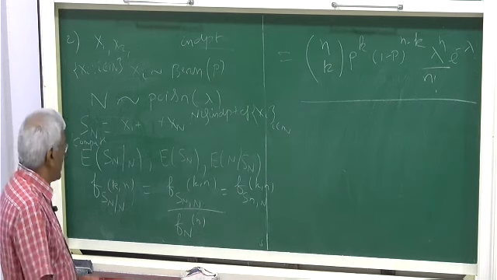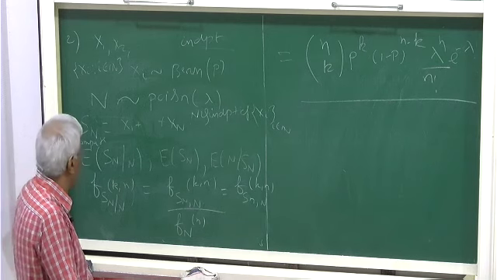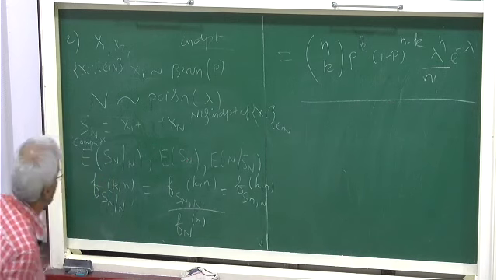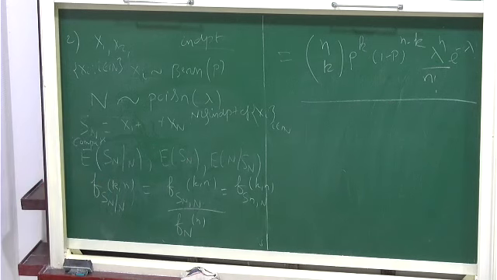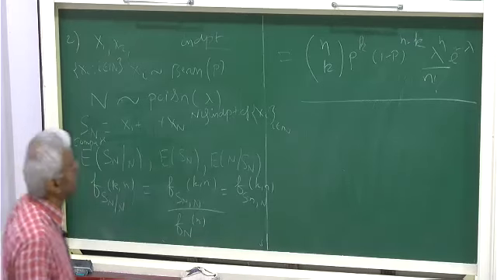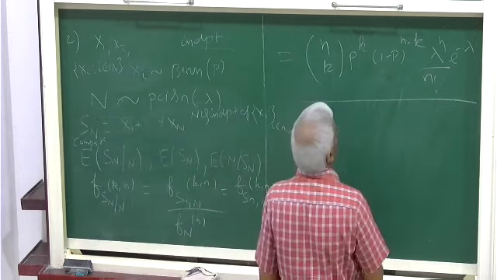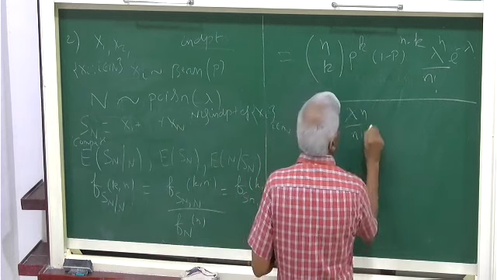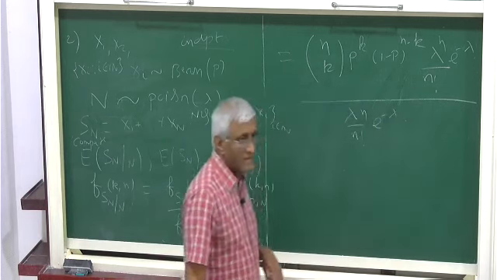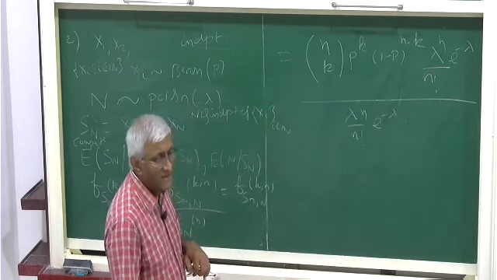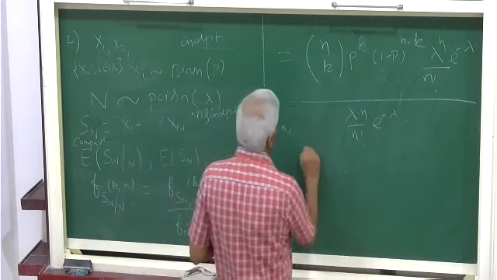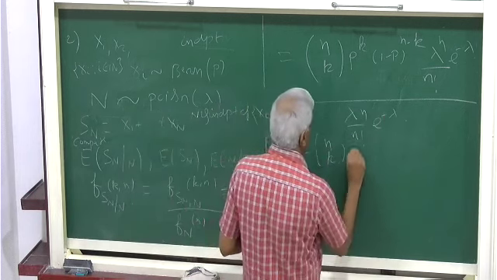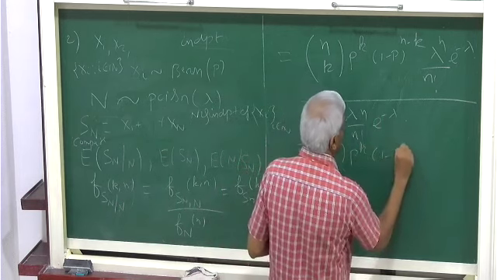Now, n equal to... No, we are computing Sn given n. So that is just n, which is just Poisson, right? So Sn equal, that is just again lambda to the power n by n factorial times e to the power minus lambda. They get cancelled and you just get the binomial: n choose k, p to the power k, 1 minus p to the power n minus k. Okay, this is okay.